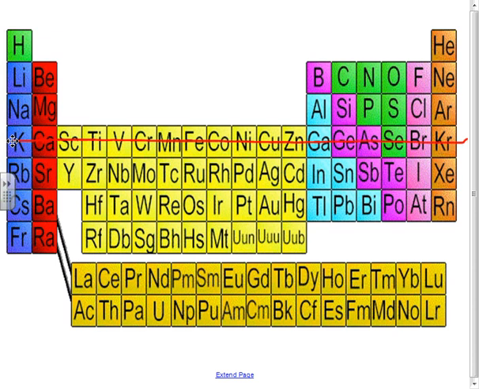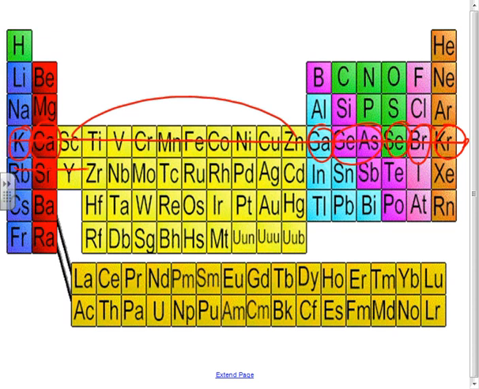So if I pick a particular period, say the 4th period, potassium is an alkali metal. Calcium is an alkaline earth element. Scandium to zinc are the transition metals. Gallium is another kind of metal. Then we have metalloids in germanium and arsenic. Then selenium is a nonmetal. Bromine is a halogen. Krypton is a noble gas.